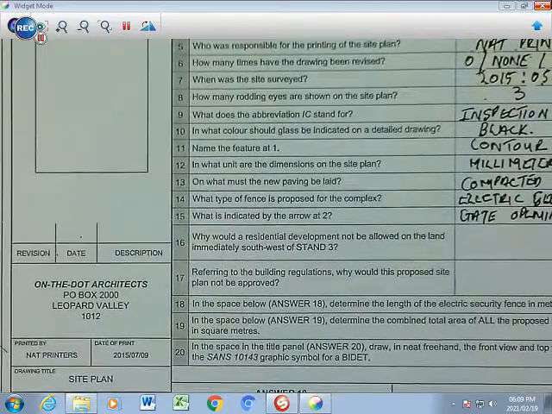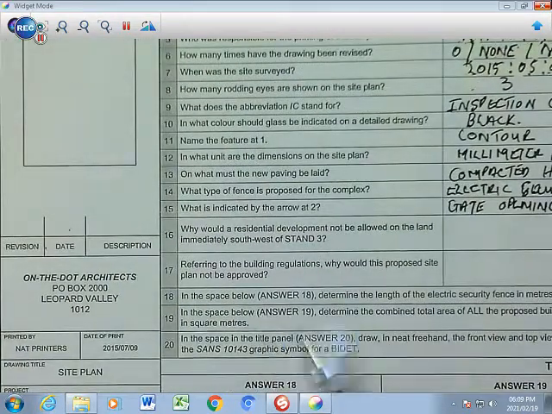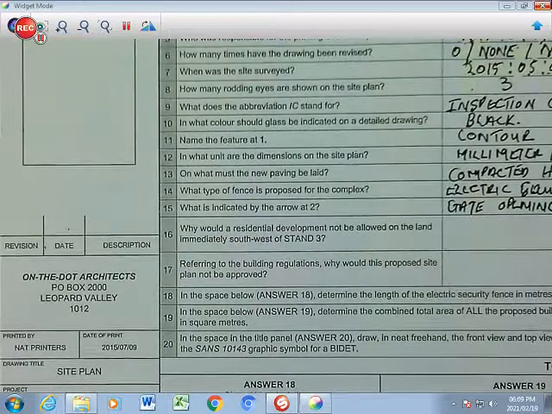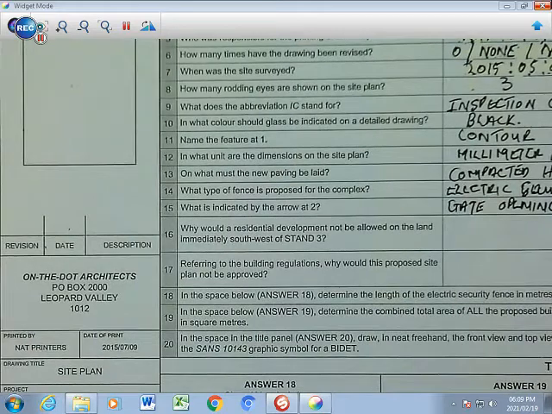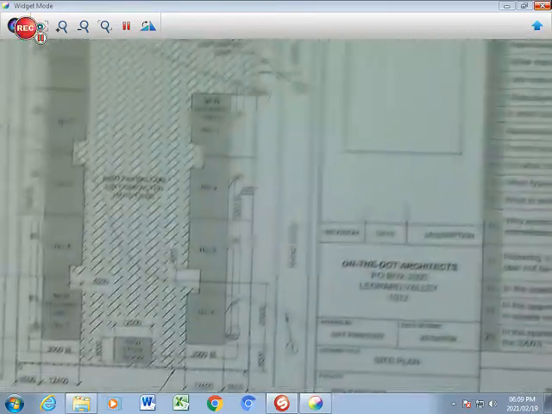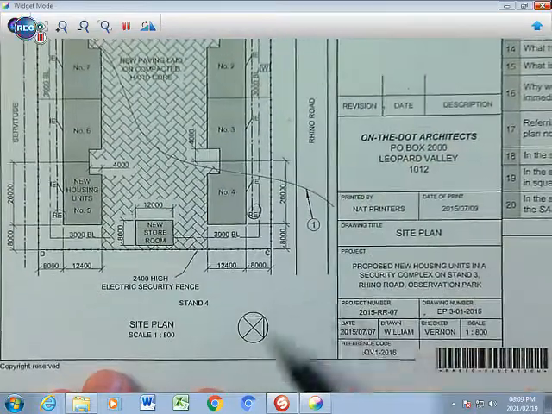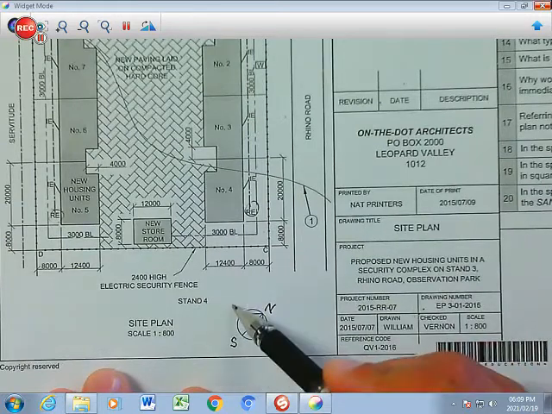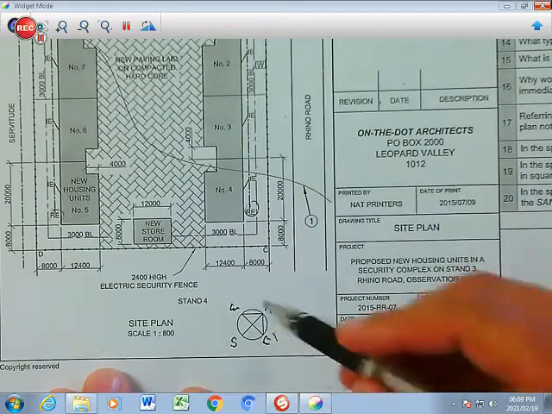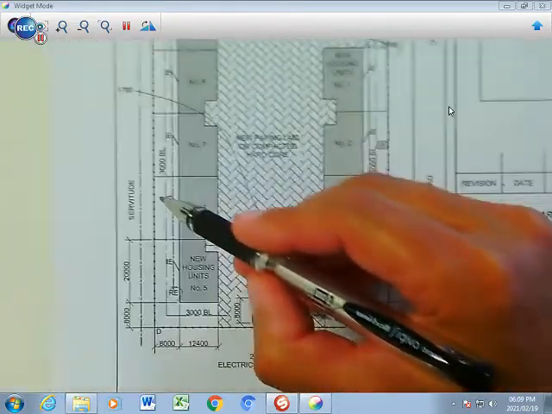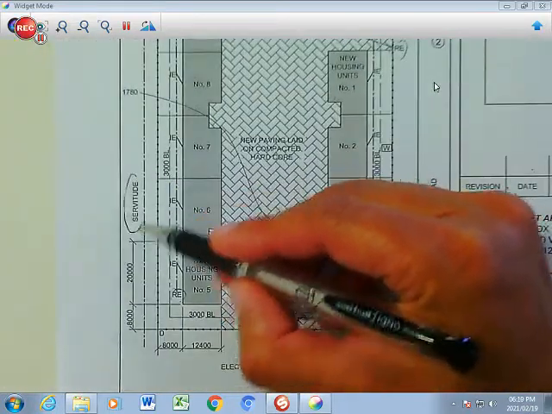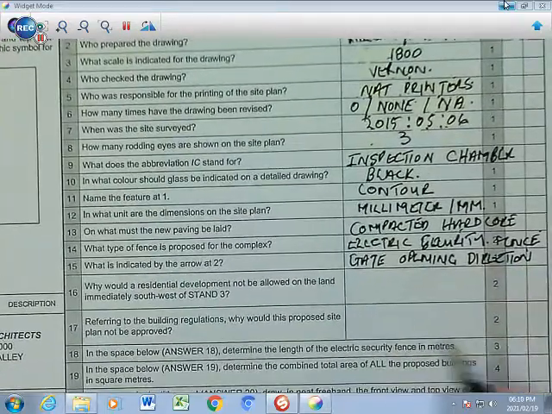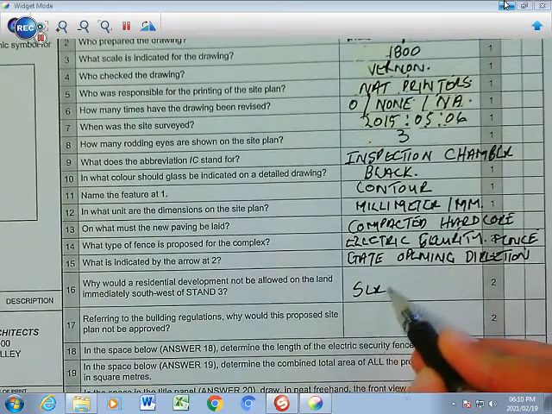Right. Why would the residential development not be allowed on the land immediately southwest of stand 3? Now this is stand 3 as you see it here, so if you look at the direction symbol, that is north because it points to north, so that means south here. So that's west, that's east. So if you look at this here across, you're going to find that there's a word servitude written there. That servitude is in actual fact the reason. Servitude.